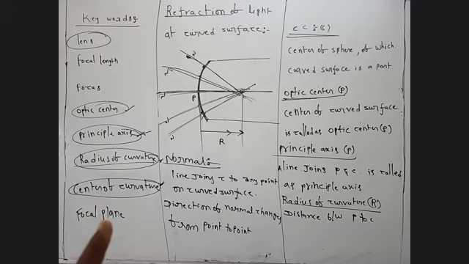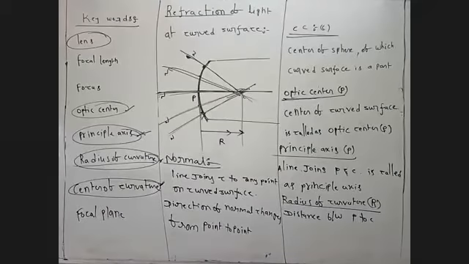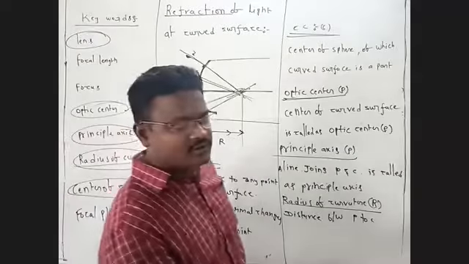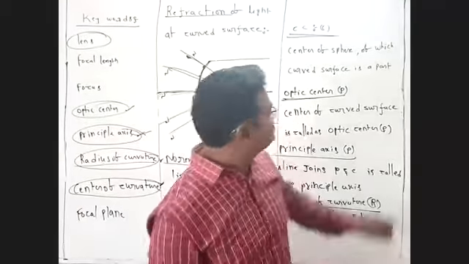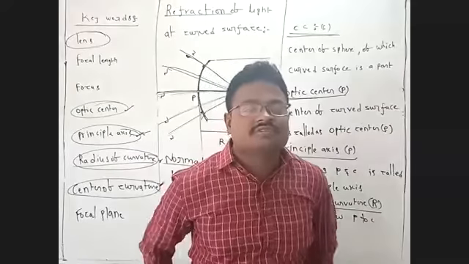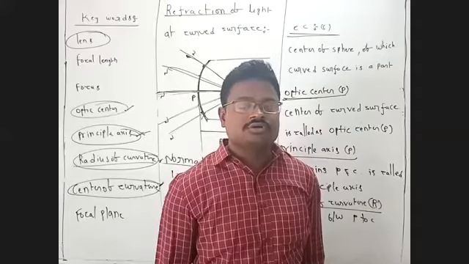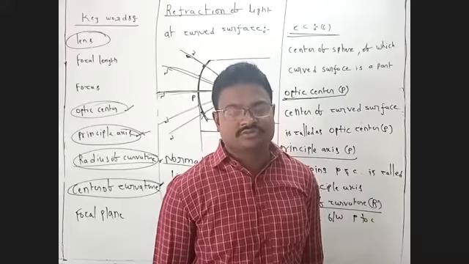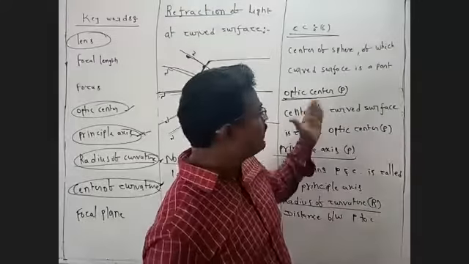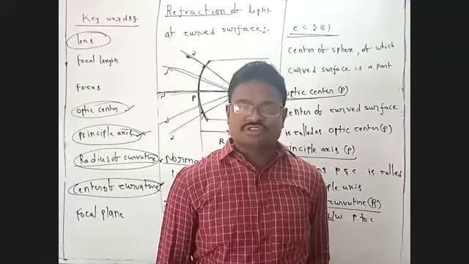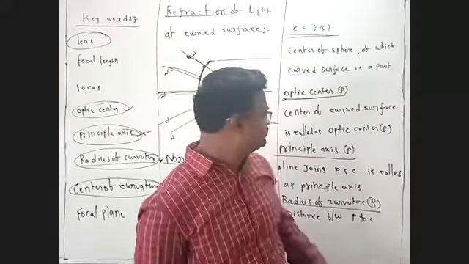And you see the CC. CC means center of curvature. The center of the sphere of which the curved surface is a part is called the center of curvature. The center of the curved surface is called the optic center.